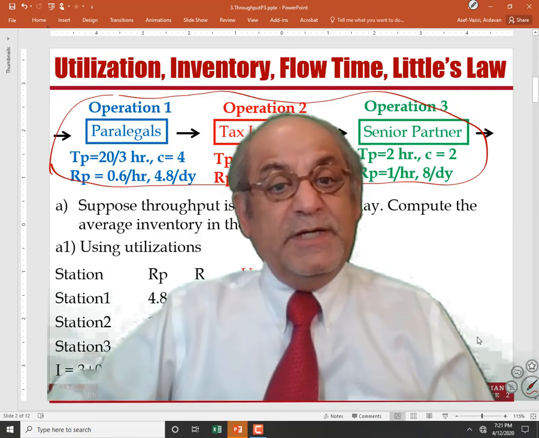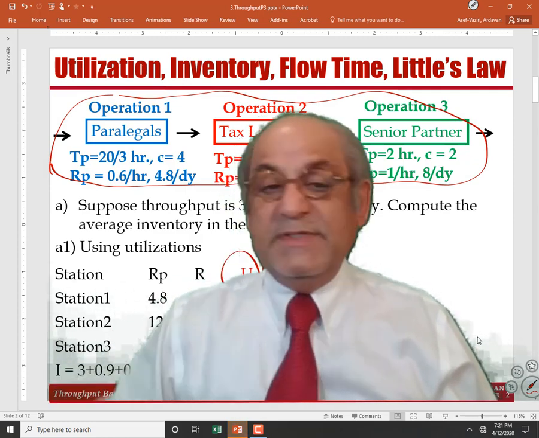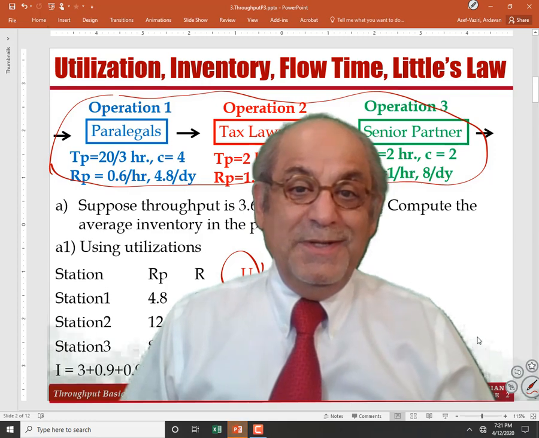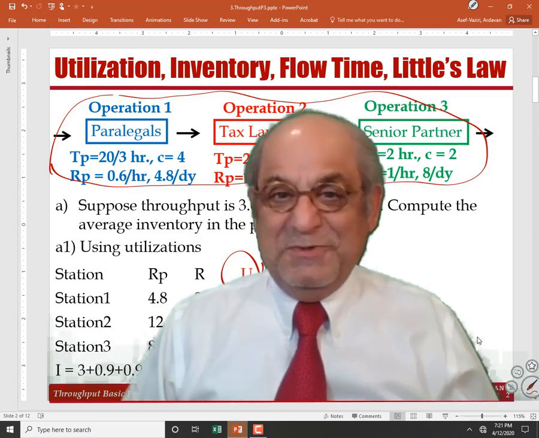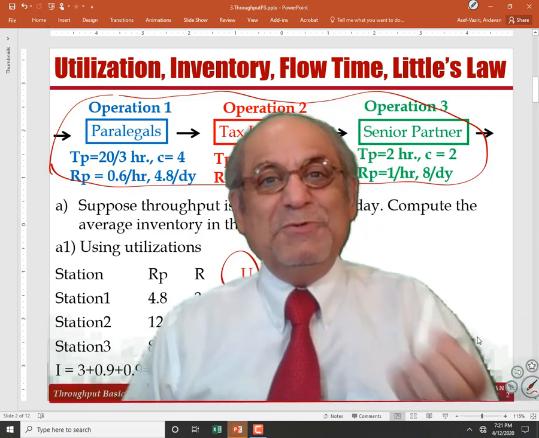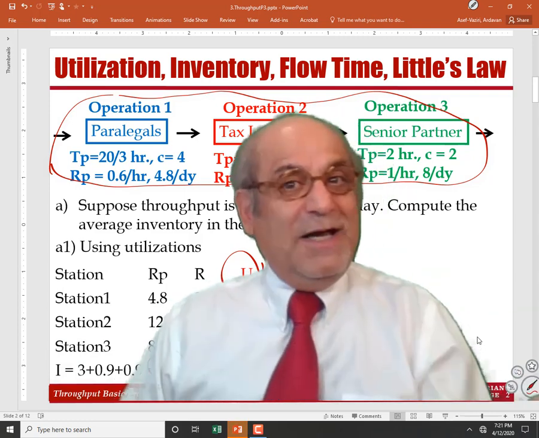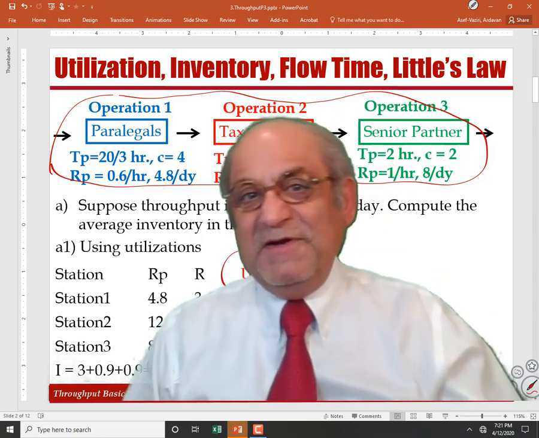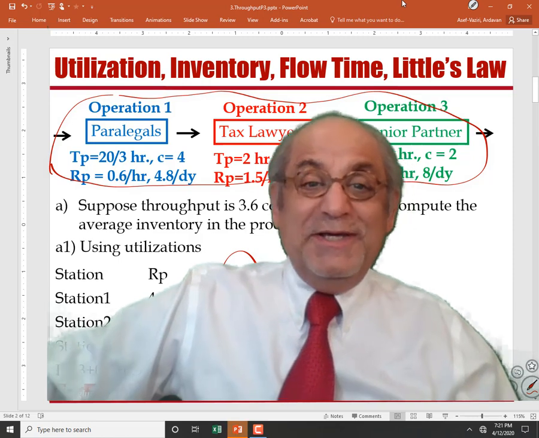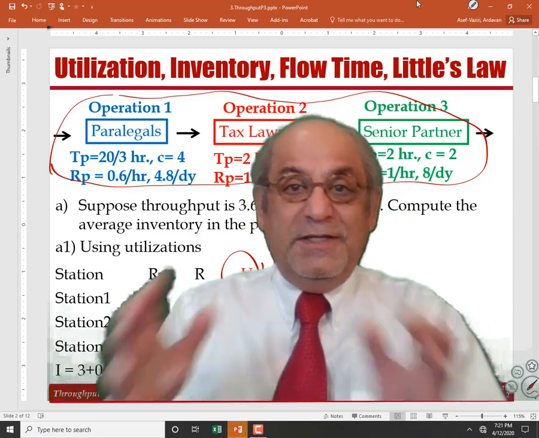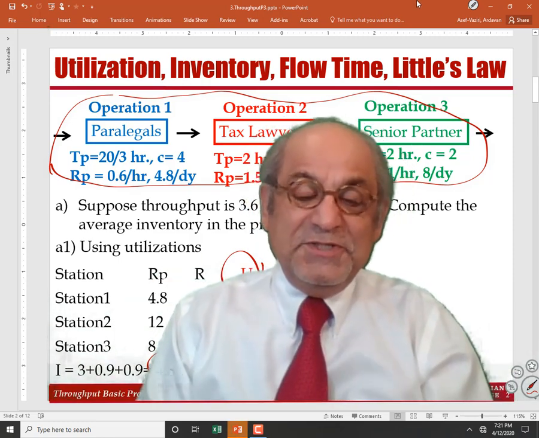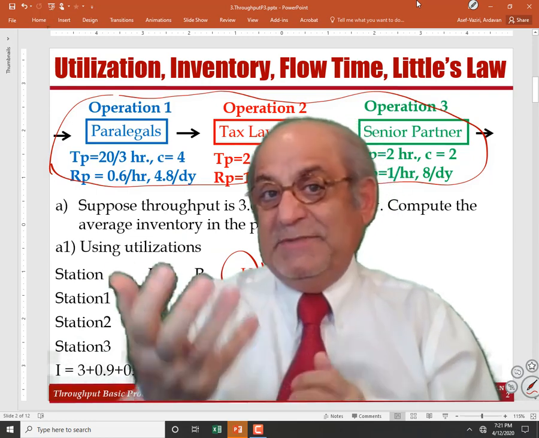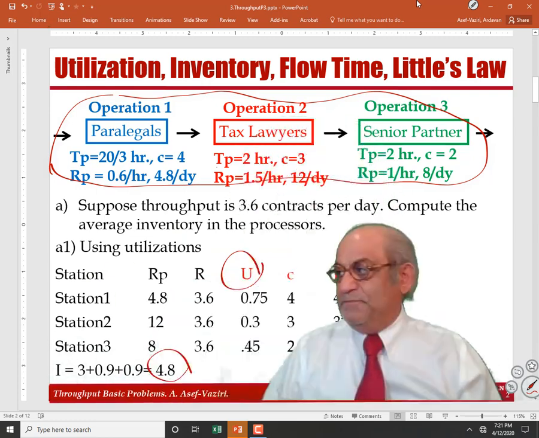That was the first way of computing it, using utilization. But there is also another way to compute it. I would like you to spend a minute to see how we can compute it in a different way. And that different way is by using Little's law. This one was by using utilization. The second way is by using Little's law.